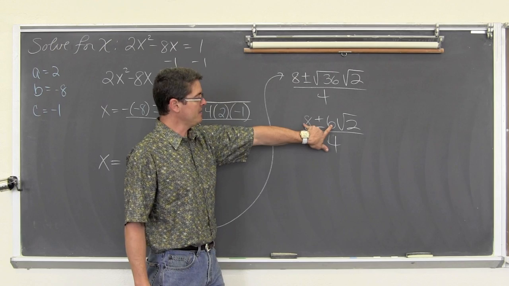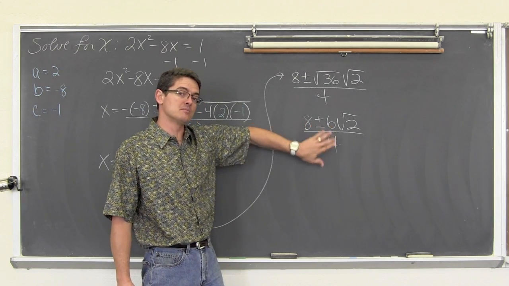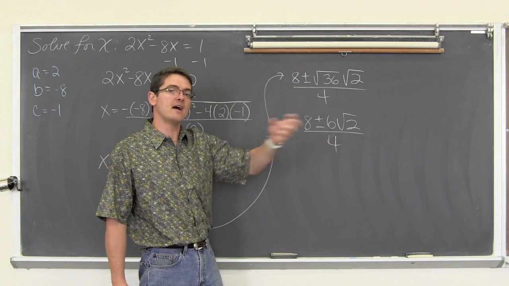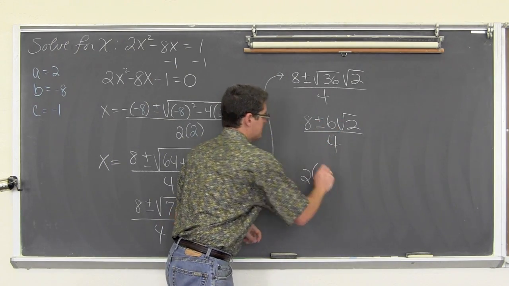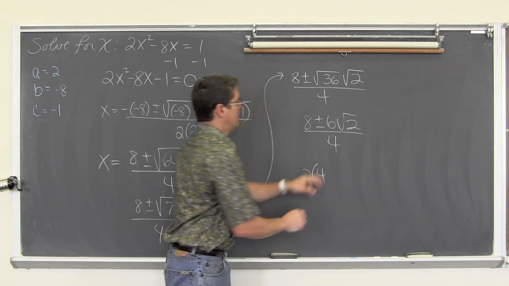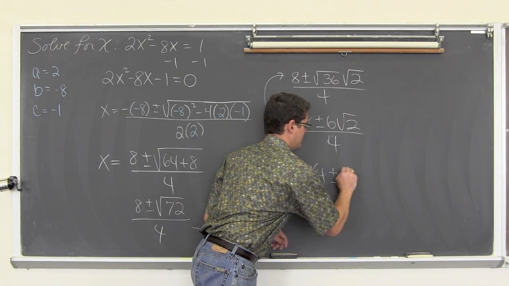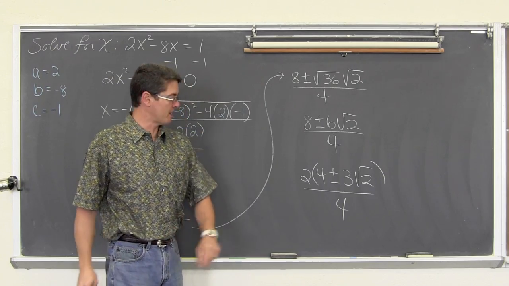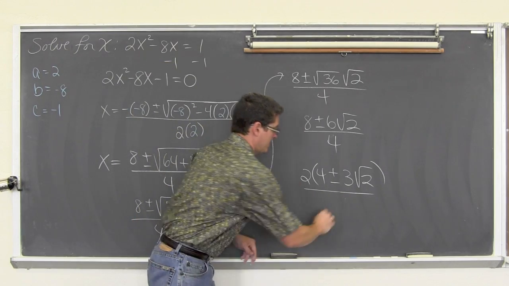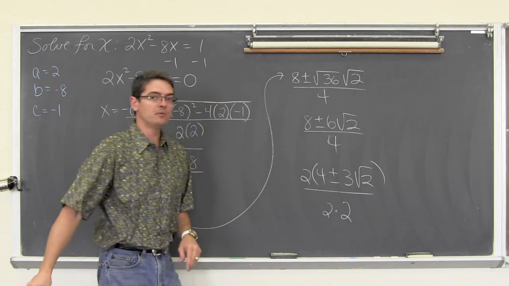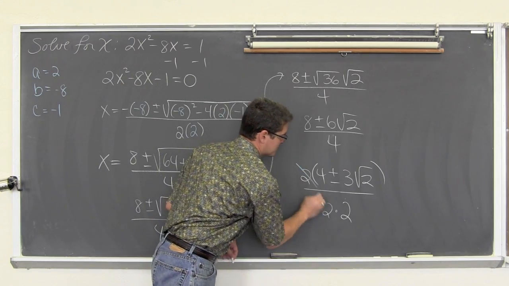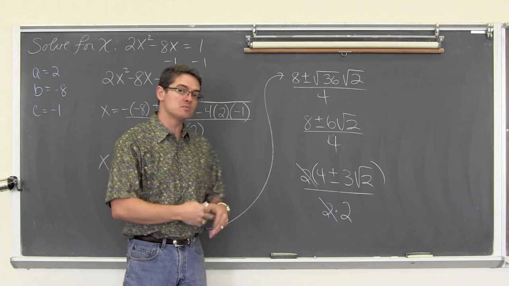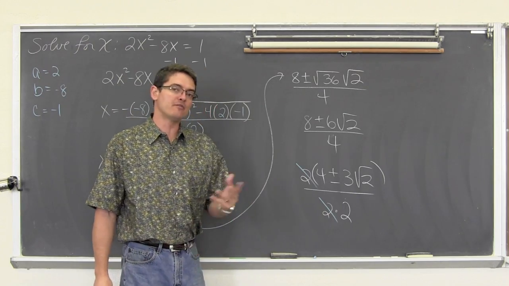So I need to take a factor out of these top 2 terms that may help me cancel with the denominator. These 2 are even. That means I'm going to factor out a 2. So 2 parentheses. 8 divided by 2 is 4. 6 divided by 2 is 3. Over my denominator of 4. Now 4, if I want to get really fancy, is 2 times 2. And now these factors, you see how these are multiplied to something else? They're not added to something else. They're not terms. They're factors. Those will cancel out.